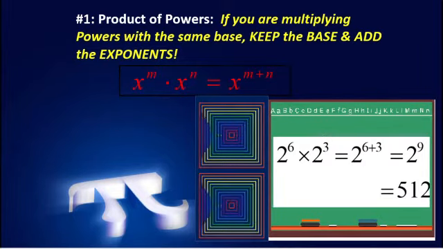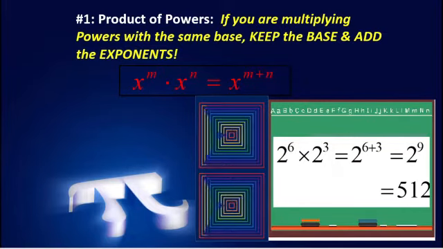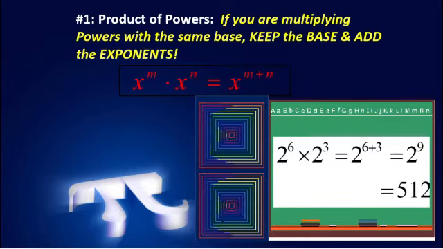Let's say we have 2 to the 6th power multiplied by 2 to the 3rd power or 2 cubed. Since ang base nila ay parehas na 2, that is equal now to 2 raised to 6 plus 3. So, ang ginawa lang natin, in-add natin yung kanilang exponent. So, that is 6 plus 3, which is equal to 9. So, therefore, that will result to 2 to the 9th power, which is equivalent to 512.